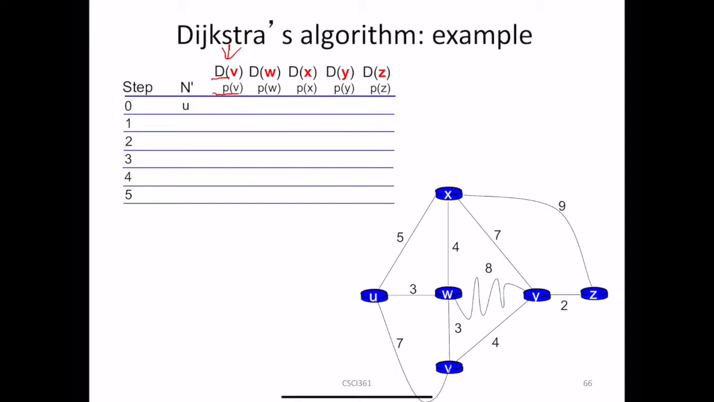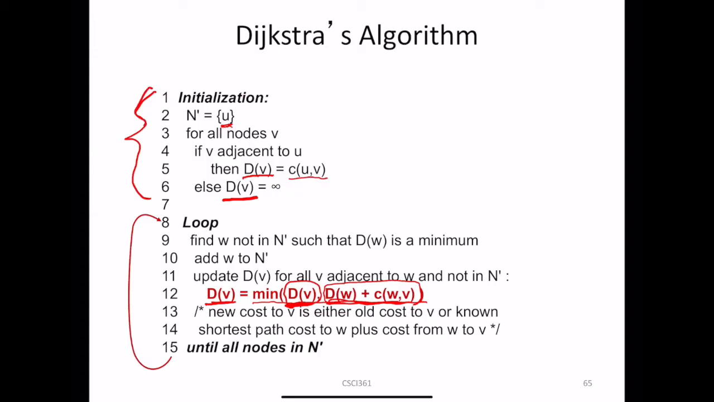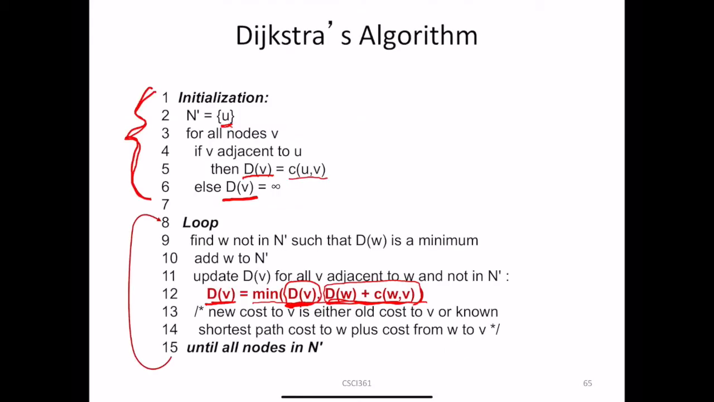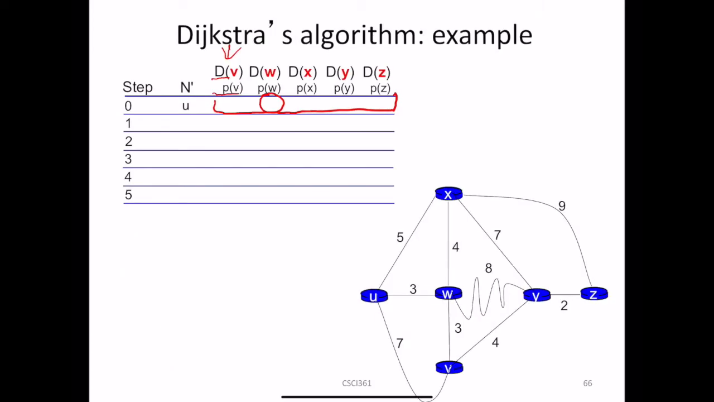This is just the initialization step, which is the first step we need to do for this algorithm. Then, among these values, we pick the minimum value, which is 3 with w, because in the pseudocode we find w not in N prime such that D(w) is a minimum, and 3 is the minimum among all other values. Then we add w to N prime. So what's the w? This one is the w here. But in the pseudocode, the w just represents a variable.